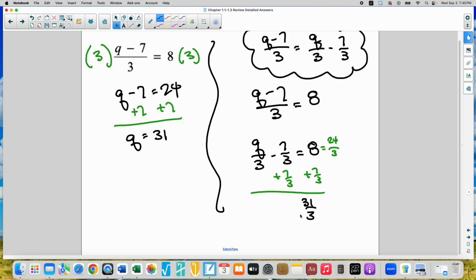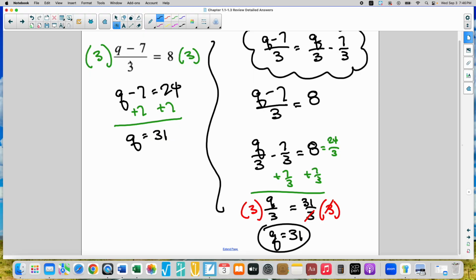31 thirds equals Q divided by 3, because negative 7 thirds and positive 7 thirds cancel. Now the inverse of dividing by 3 is multiplying by 3. And any number multiplied by its reciprocal leaves you just the variable alone. This 3 is in the denominator, this 3 is in the numerator. They will cancel each other, leaving you with 31. Still the same answer, so both techniques work. Which one was easier? This one.